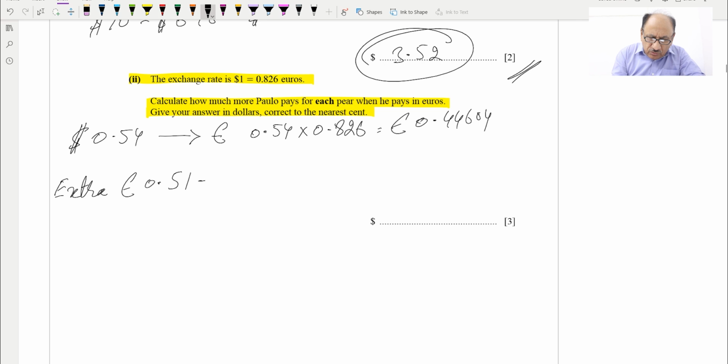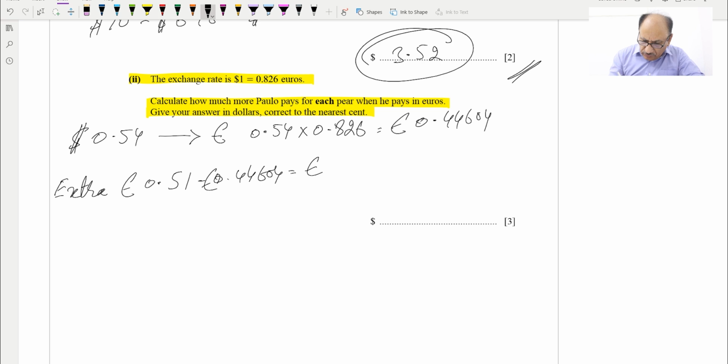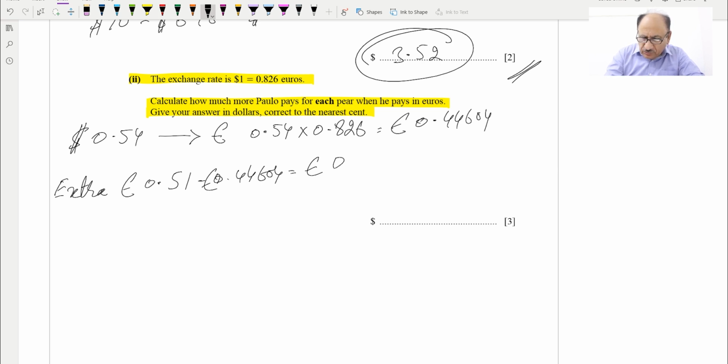So instead of this one, 0.44604, we will calculate 0.51 minus this answer, which will be equal to 0.06396. This will be in euros. 0.06396 will be extra euros.